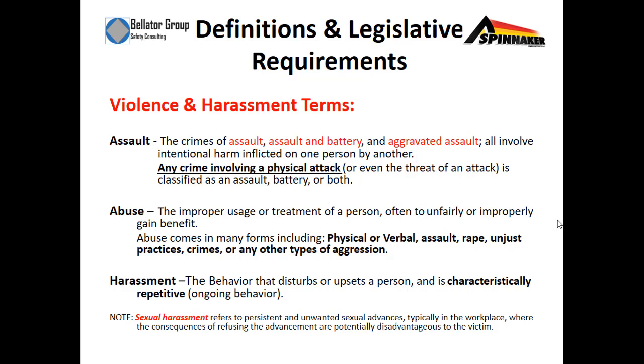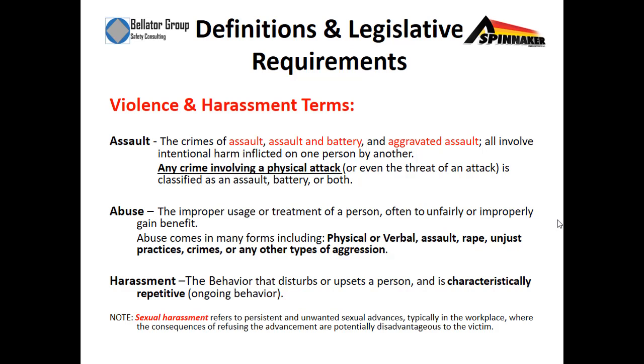Violence and harassment terms. Assault is a crime of assault, assault and battery, and aggravated assault, all involving the intentional harm inflicted on one person by another. Any crime involving physical attacks or even the threat of an attack is classified as assault, battery, or both. Abuse is the improper use or treatment of a person, often to unfairly or improperly gain benefit. Abuse comes in many forms, including physical or verbal assault, rape, unjust practices, crimes, or any other types of aggression.